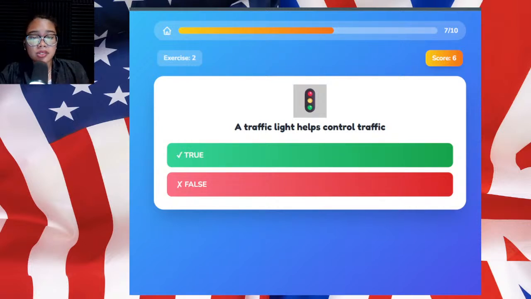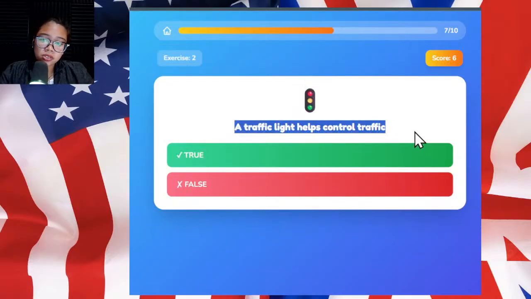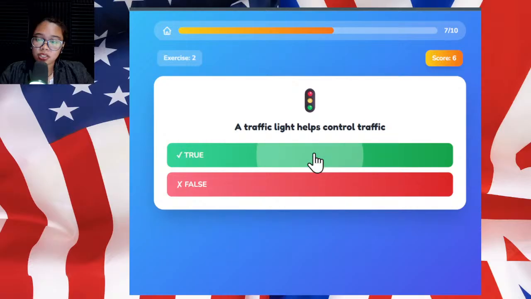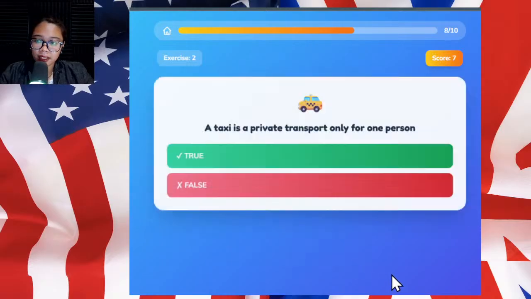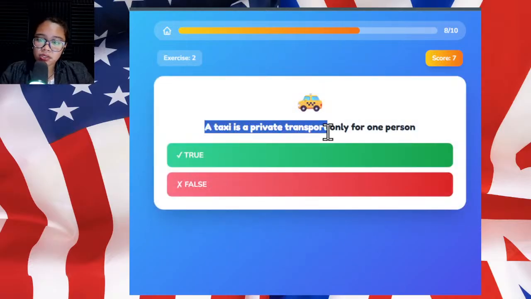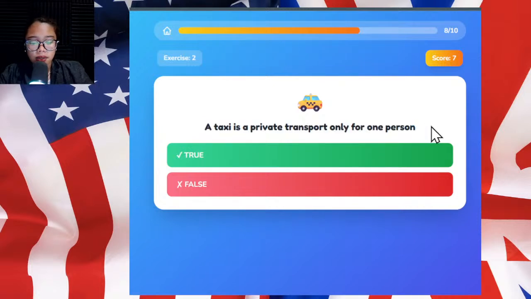Okay? Next is green, which means go. If the intersection is clear and it is safe, the driver can move forward into the street. So that is the meaning. Again, red is for stop, yellow is for caution or prepare to stop, and green is for go. So a traffic light helps control traffic. That is a true statement. Next, a taxi is a private transport only for one person. 30 seconds, go.